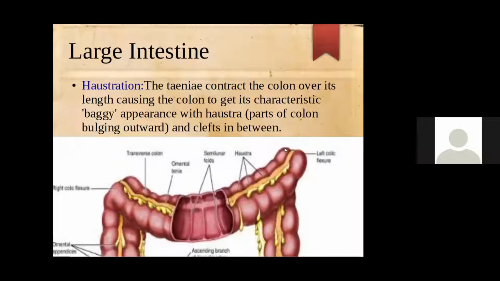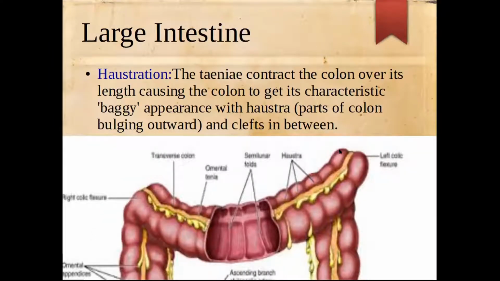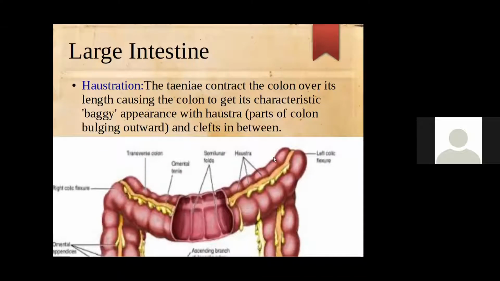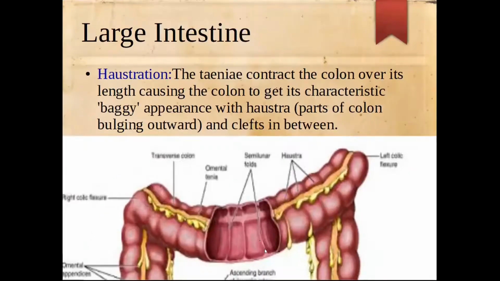It means part of the colon is bulging outward. If you see here, the bulging here and the bulging here, and between the bulging there is a cleft. If you open the colon and look at what this cleft looks like inside, we call it semilunar folds. This is crescent-like mucous membrane between the haustrations.